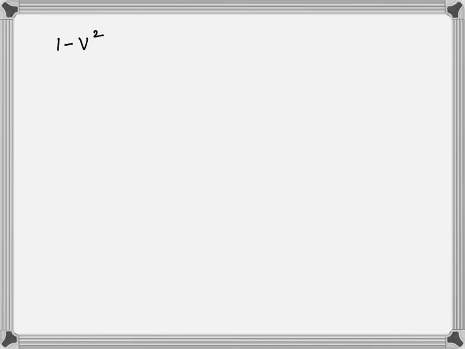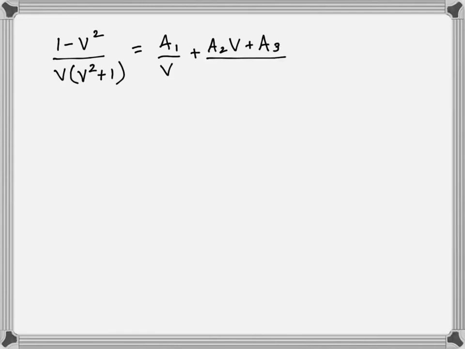Because if we factor that term on the bottom, it's v times (1 minus v squared), right? No, that's what I meant: v times (v squared plus 1). And so this is going to equal a1 over v plus (a2 v plus a3) over (v squared plus 1), right? Because you do need that linear term on top when you have a quadratic on the bottom and you're doing partial fractions. Okay?